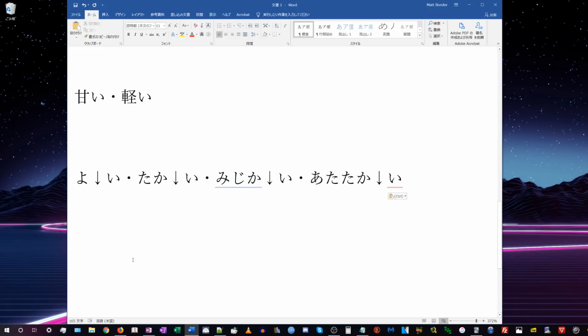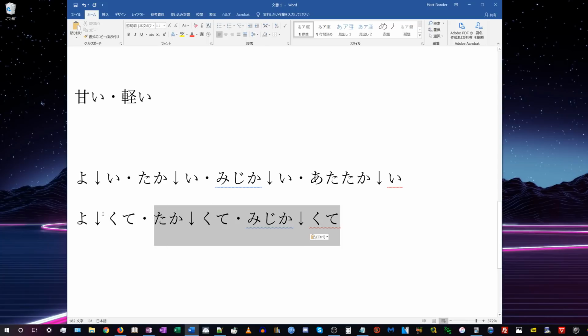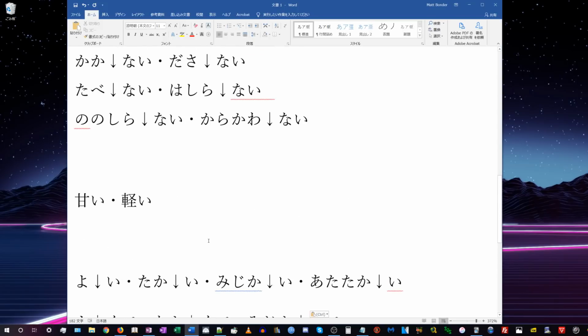For example, if you wanted to say like, yokute, takakute, mijikakute. Again, the drop is going to be before the ku. So, yokute, takakute, mijikakute. And so, again, you can think of it in terms of, oh, it doesn't matter how many syllables long the word is. It's not heiban, which means it drops before the ku. And so this greatly simplifies things in your head.